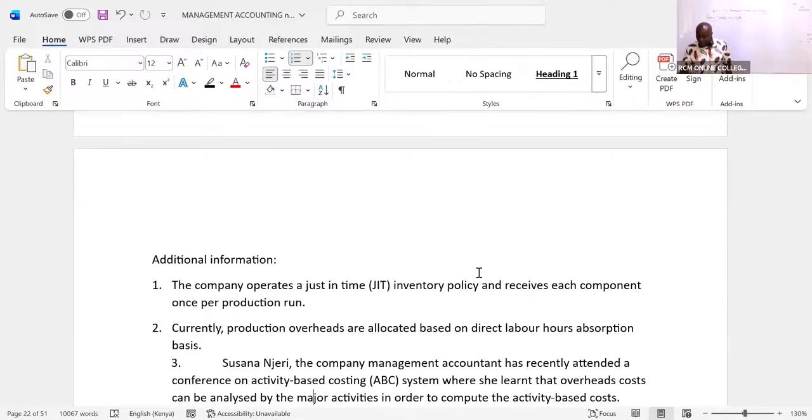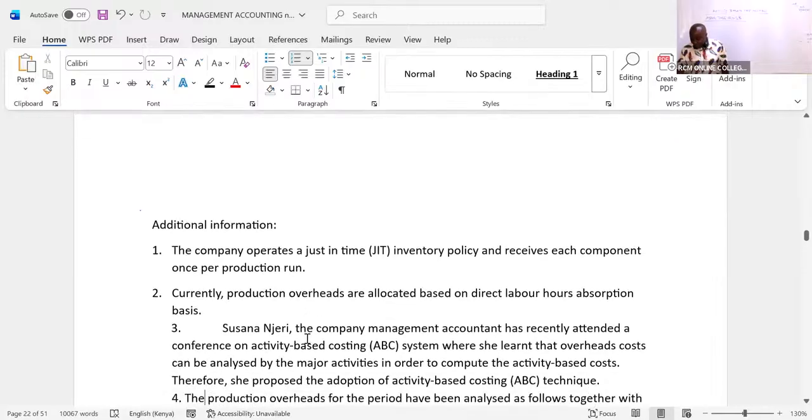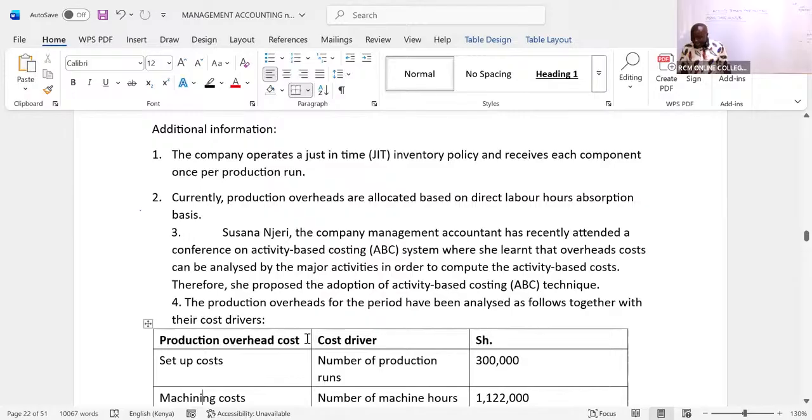Currently, production overheads are allocated based on a direct labor hours absorption basis. Susanna Jerry, the company's management accountant, has recently attended a conference on activity-based costing, where she learned that overhead costs can be analyzed by the major activities in order to compute activity-based costs. Therefore, she proposed the adoption of the ABC technique.